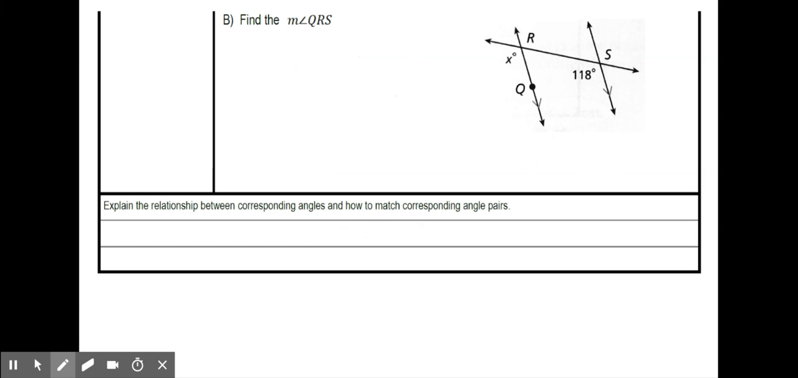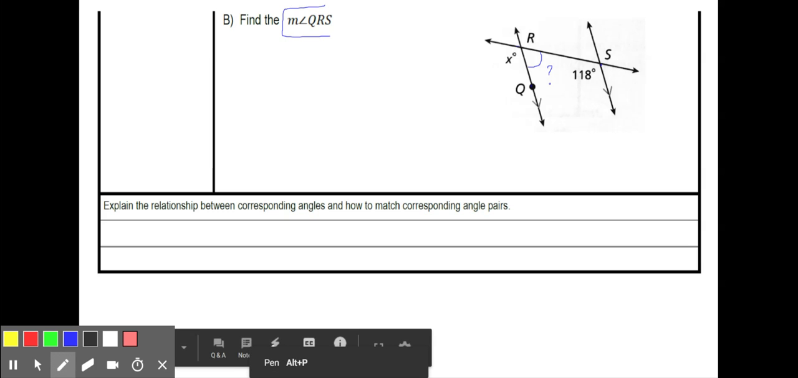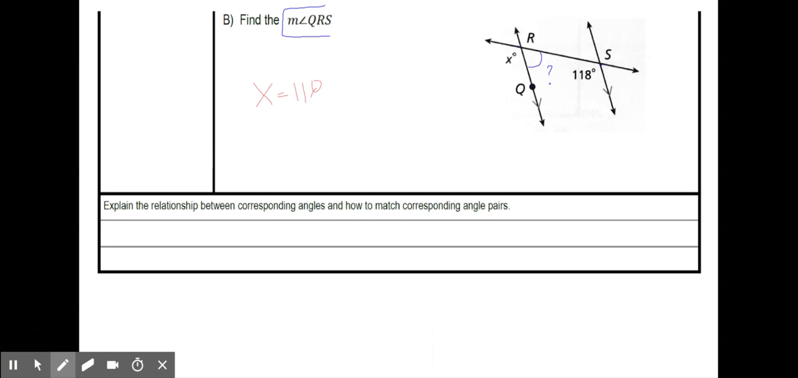All right, let's also apply what we know to find the measure of angle QRS. So I want to find the measure of this angle that has no information. So I'm going to label that question mark. I do see a pair of corresponding angles. So I know that x equals 118 degrees. Why? Well, the corresponding angle rule. You will need to know the why as we will be doing proofs in a few classes.